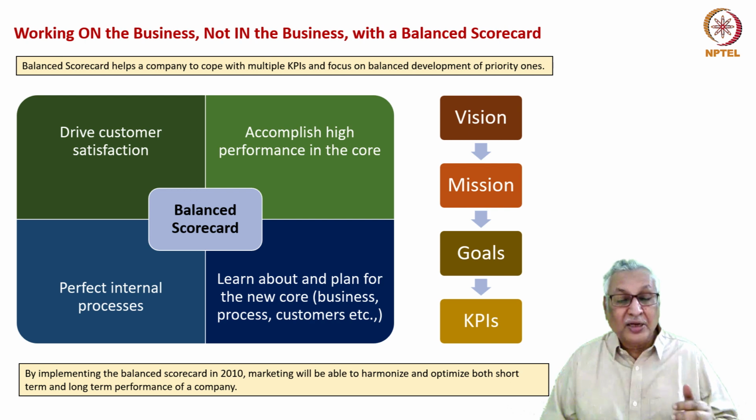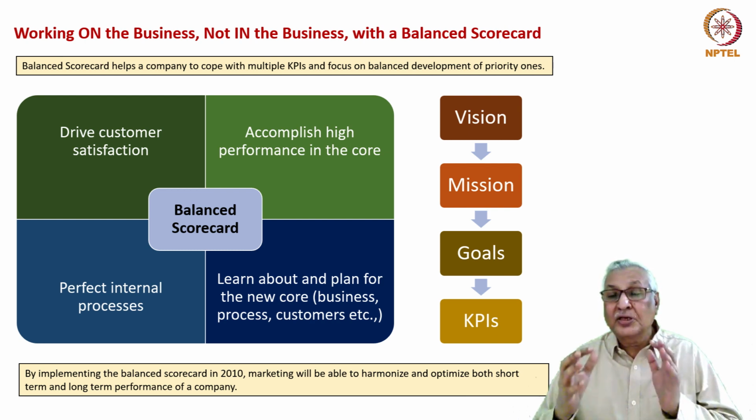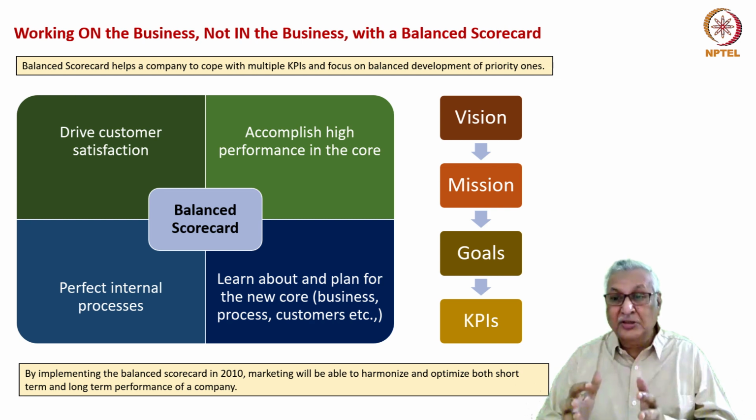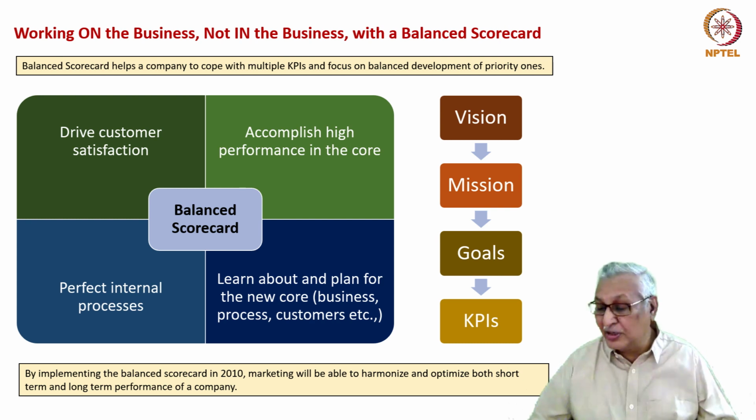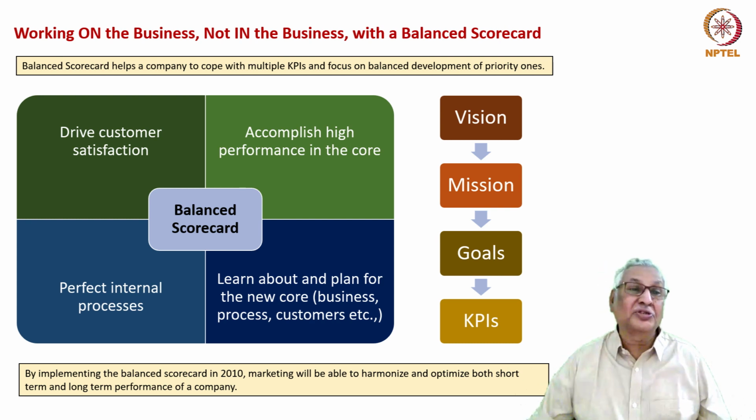By implementing the balanced scorecard, marketing will be able to harmonize and optimize both short term and long term performance of a company. So, the company's vision leads to mission, mission leads to goals, and goals lead to KPIs. These KPIs should not be only in terms of physical and financial levels. They should be in terms of customer satisfaction, high performance, internal process, and new learnings. And then the balanced scorecard for Salesforce emerges.